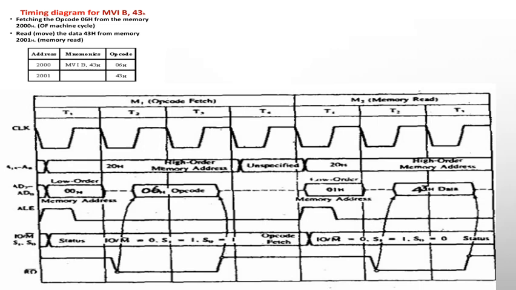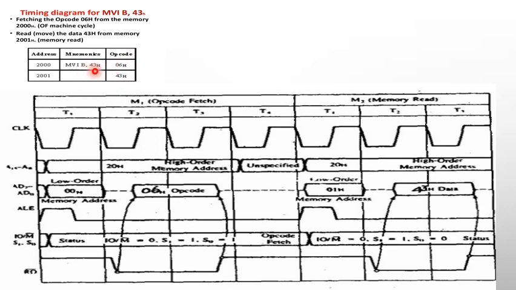Now we will see some examples. The example taken here is MVI B, 43H. Assume that MVI B, 43H is written at address location 2000. We know that MVI B, 43H is a 2-byte instruction, because MVI B has an opcode, and that opcode will be at address location 2000, and the immediate data which should be moved to the B register will be in the next consecutive address location, 2001. So it is a 2-byte instruction.